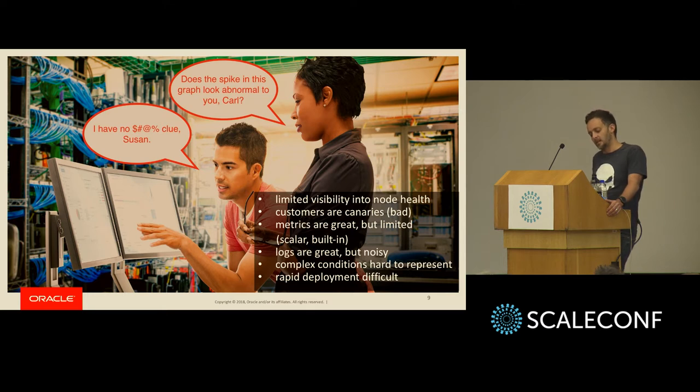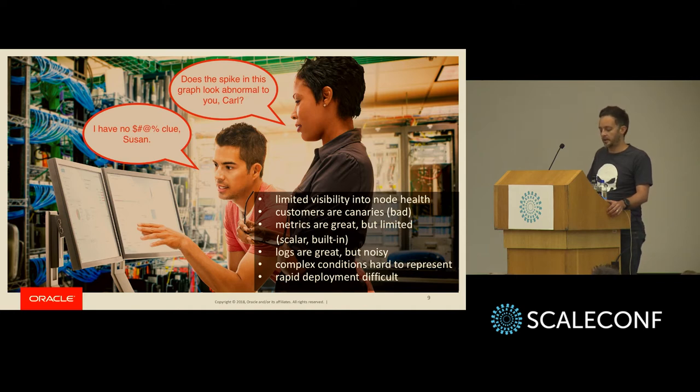So up until now, customers have been our canaries in a lot of situations, which is bad. Obviously, you don't want to first hear about a huge outage from your customers. I think AWS's Twitter feed can attest to that as well.